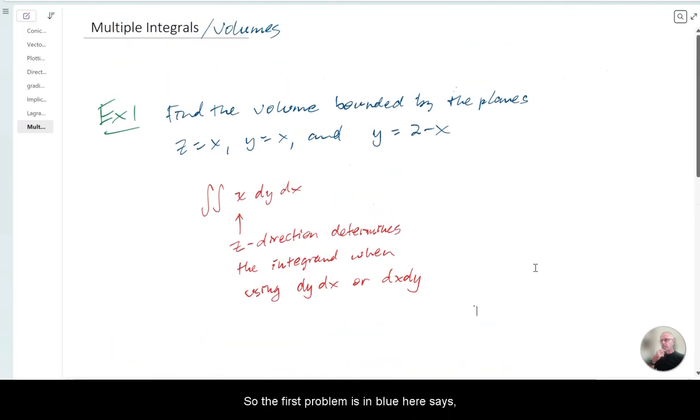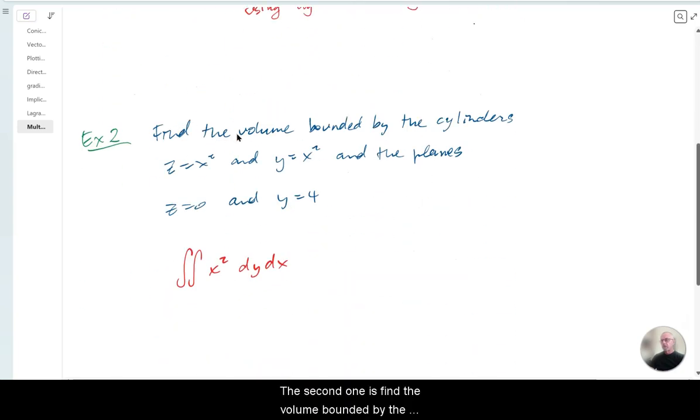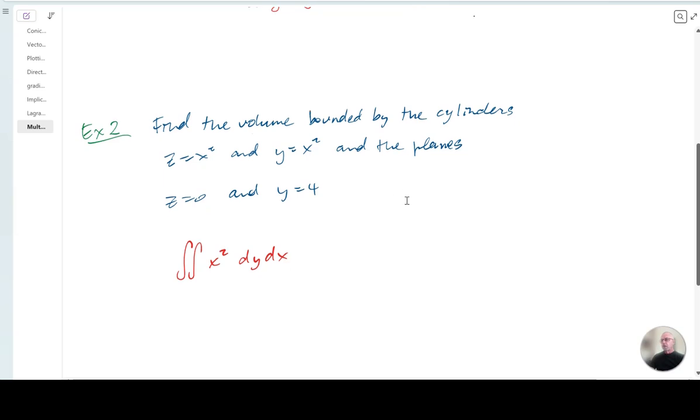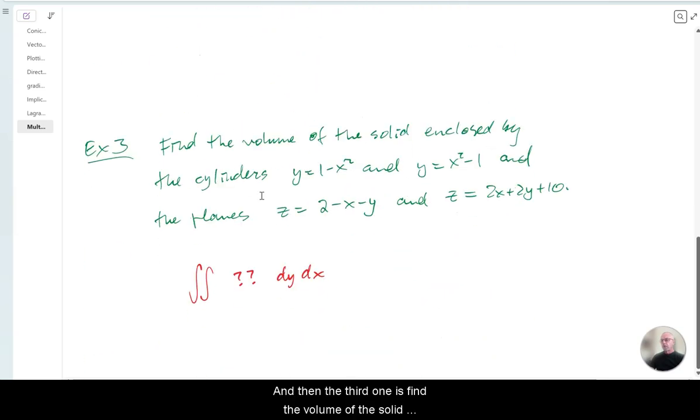So the first problem is in blue here. It says find the volume bounded by the planes z equals x, y equals x, and y equals 2 minus x, and I'll figure this out in just a minute. The second one is find the volume bounded by the cylinders z equals x squared, y equals x squared, and the planes z equals 0 and y equals 4. And then the third one is find the volume of the solid enclosed by these two cylinders right here, y equals 1 minus x squared and y equals x squared minus 1, and two planes in the z direction.